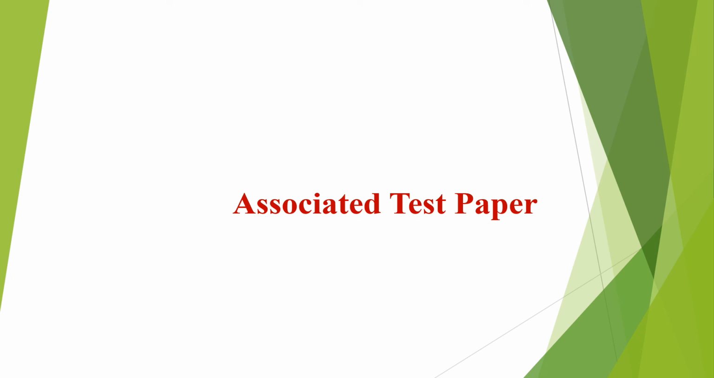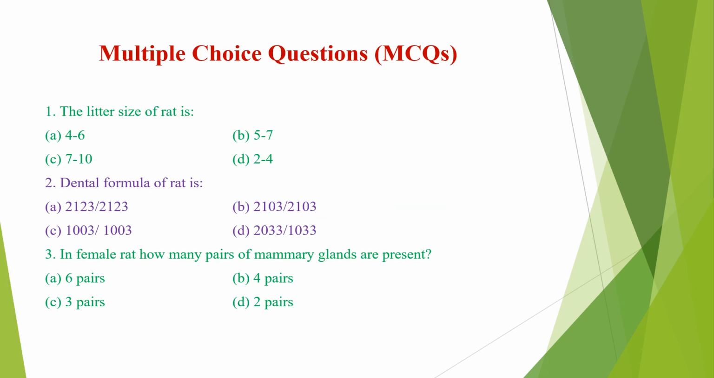Now we will discuss the questions associated with this part of the type study of rat. First of all, we will discuss the multiple choice questions. And answer key to these multiple choice questions is given in the end. First question is, what is the litter size of rat? 4 to 6, 5 to 7, 7 to 10, or 2 to 4? And the right answer is B, 5 to 7.